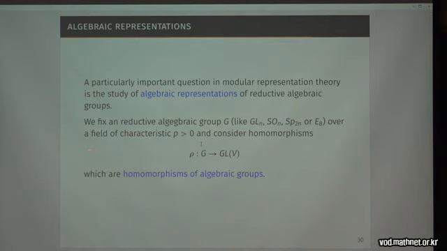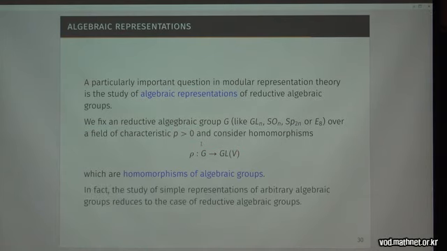So we consider representations in the category of algebraic groups. If this is a finite group, we just consider all homomorphisms. If this is a Lie group, we consider continuous maps. Here we consider homomorphisms that are homomorphisms of algebraic groups. And why do we study reductive groups? In fact, the study of simple representations reduces to the case of reductive algebraic groups.